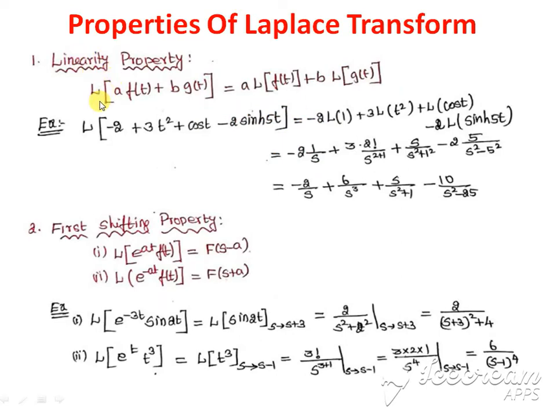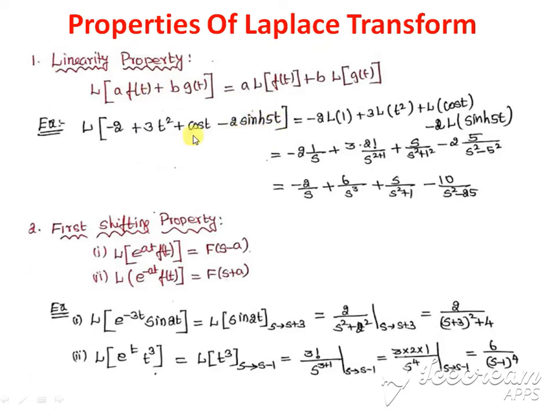The linearity property: the Laplace transform of the sum of two functions is equal to the sum of the individual Laplace transforms, so simply take the constants outside. For example, Laplace transform of minus 2 plus 3t squared plus cos t minus 2 sinh 5t.